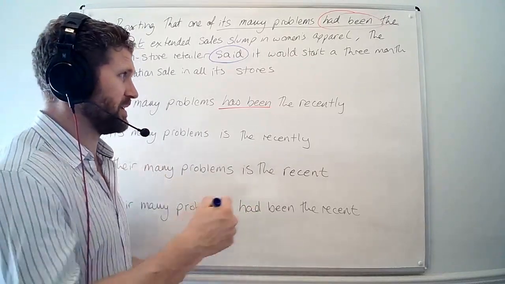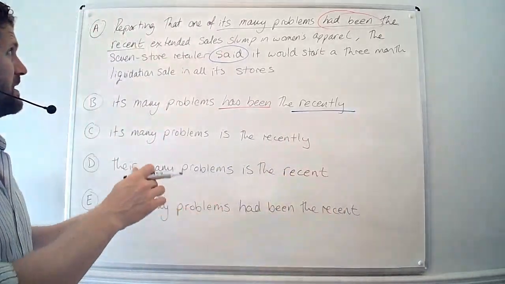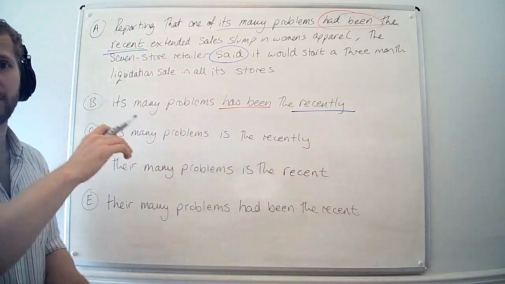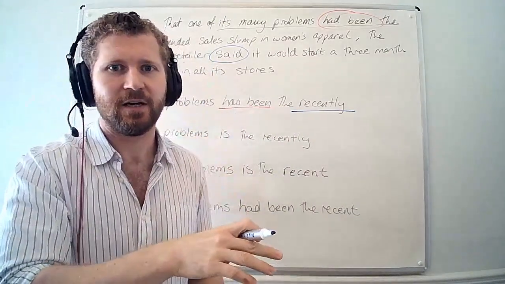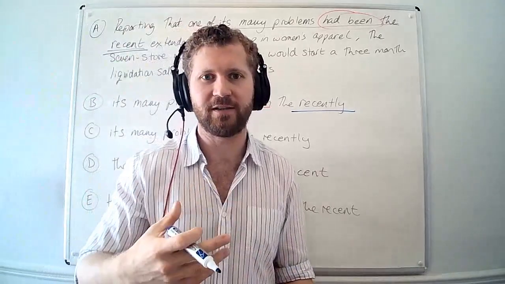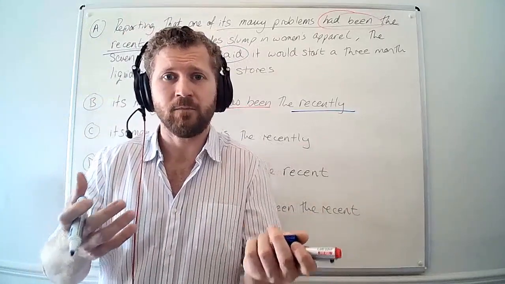And thankfully, we've got this bit at the end, this recently. All right. Again, comparing this to A, we had recent. So in a recent extended sales slump, recent and extended are both adjectives that modify the slump. The slump was recent, but it was quite long. It was extended. All right.